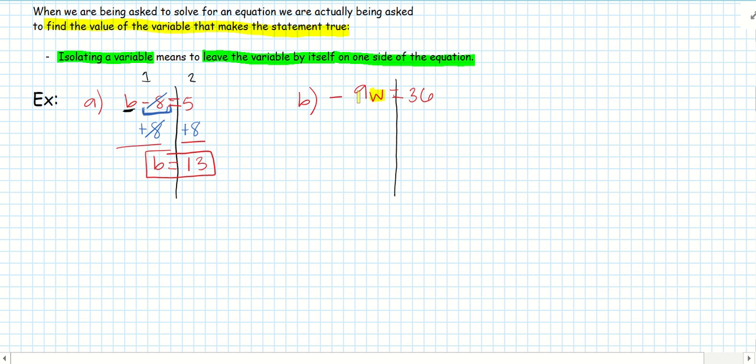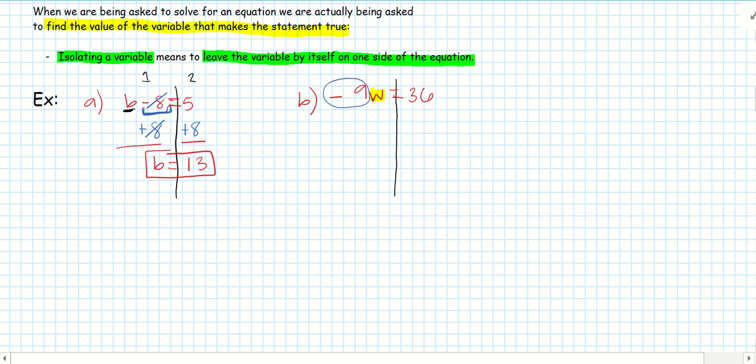A lot of students see this negative and automatically think, oh, this is subtracting 9, right? So 9 is being subtracted from W. But let's remember that we're looking in between the number and the variable. Here, there's no minus in between. That means they're multiplying, and this negative belongs to 9, okay? So again, that negative belongs to the 9. So negative 9 is multiplying W.